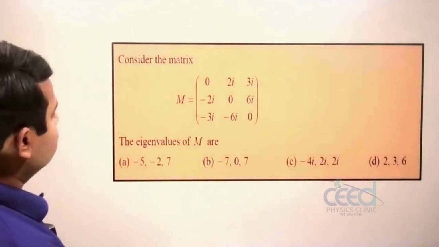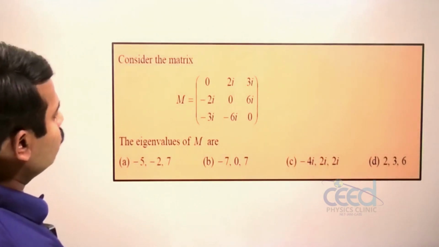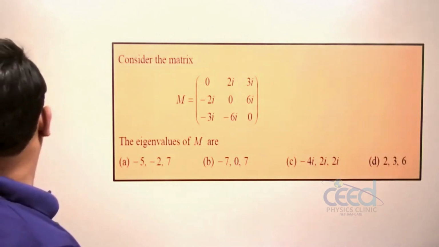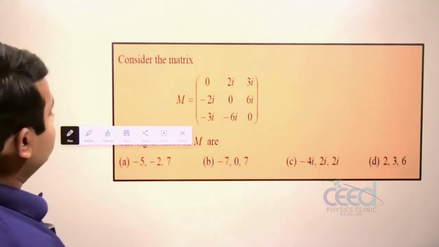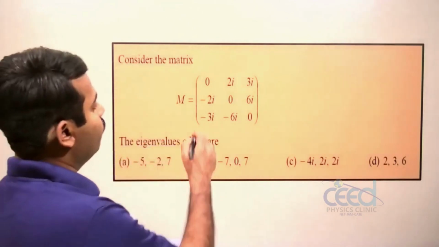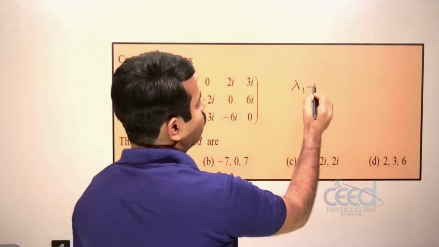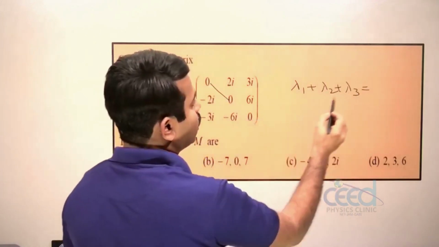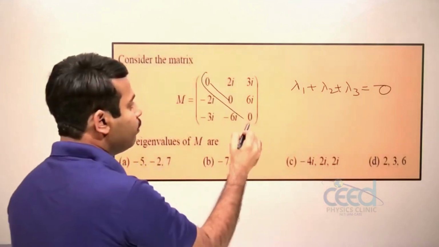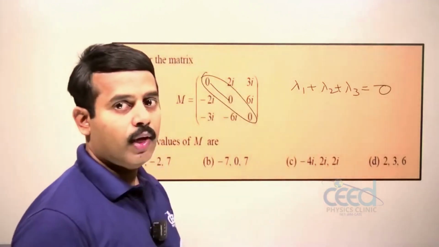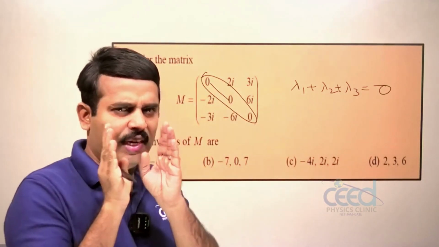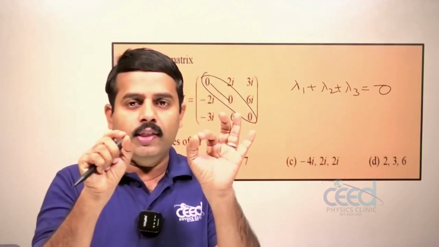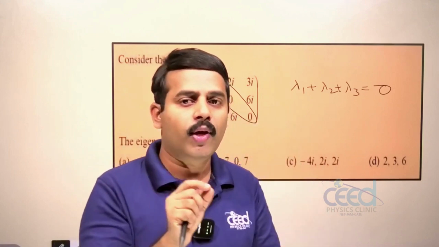Consider the matrix, the eigenvalues of M are, right. So here again, the sum of the eigenvalues, lambda 1 plus lambda 2 plus lambda 3, is equal to 0, and all diagonal elements 0 means, what is the determinant value? 0. If any square matrix has all diagonal elements 0, then its determinant value is 0.